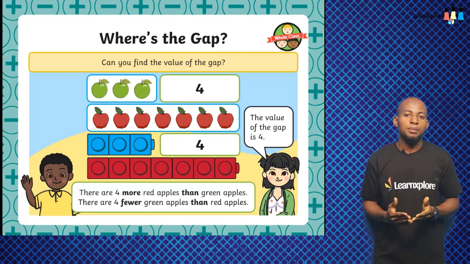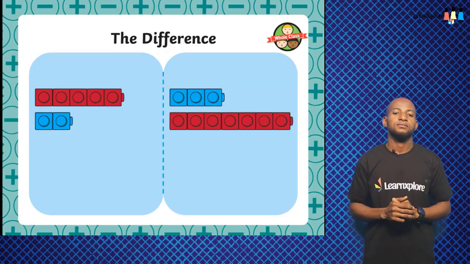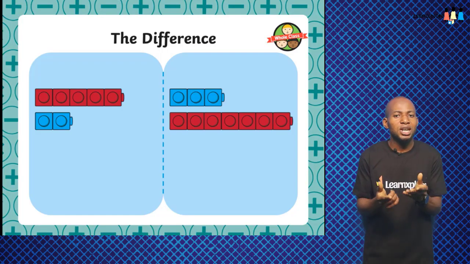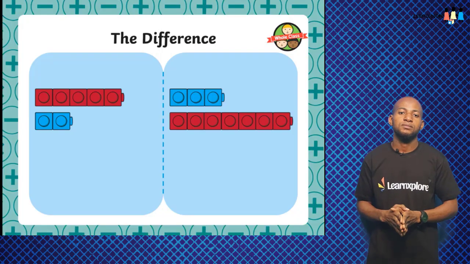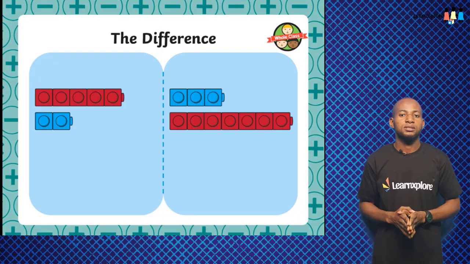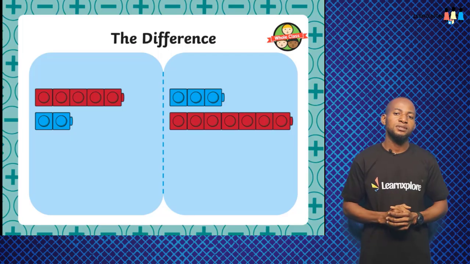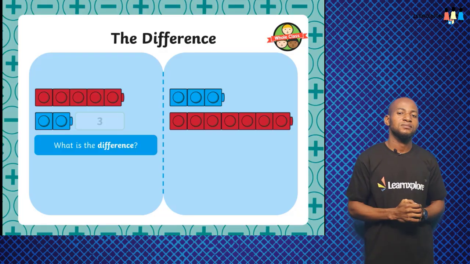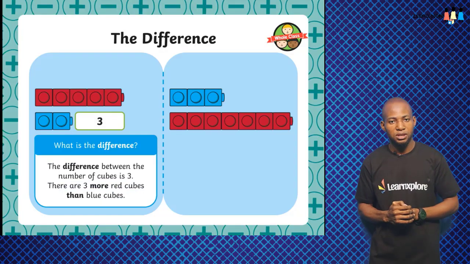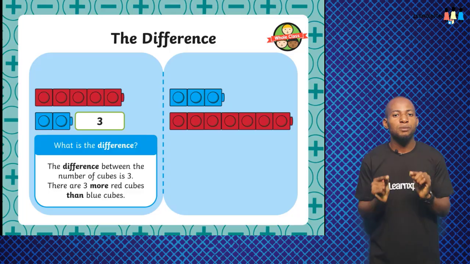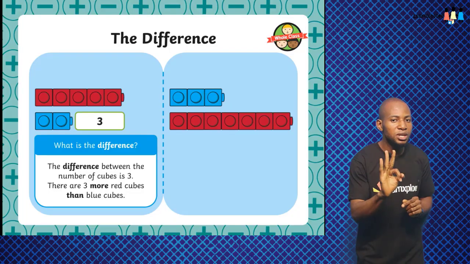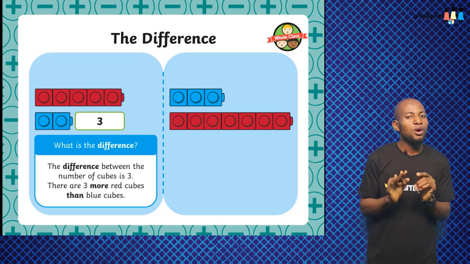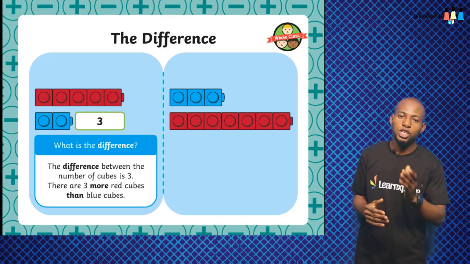Now, let's talk about the word difference. In math, the word difference is used to describe the gap between two numbers. Look at this. Can you see a gap? What is the difference? 3. The difference between the numbers of cubes is 3. There are 3 more red cubes than blue cubes.